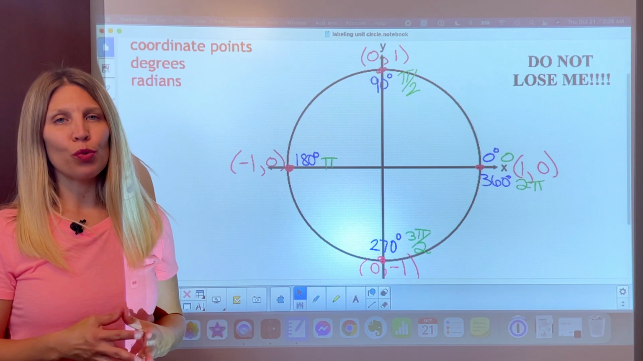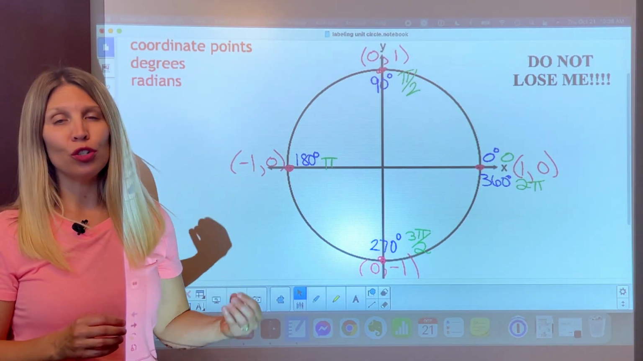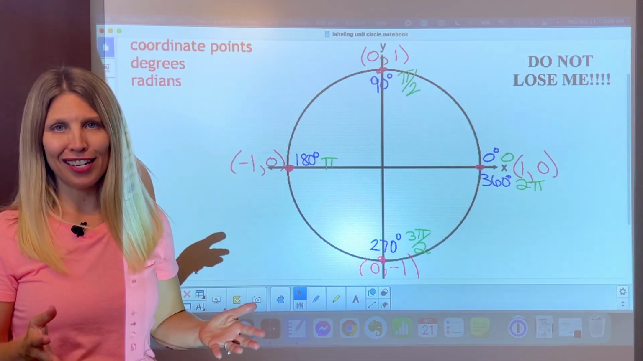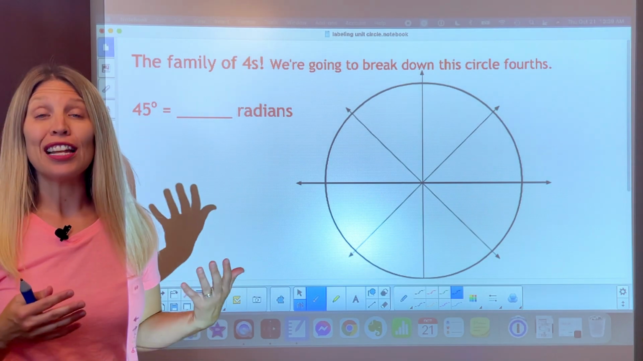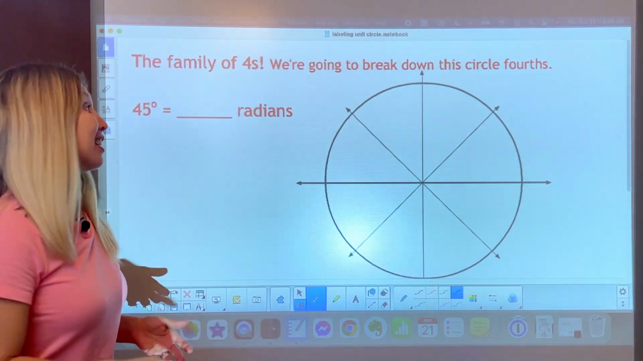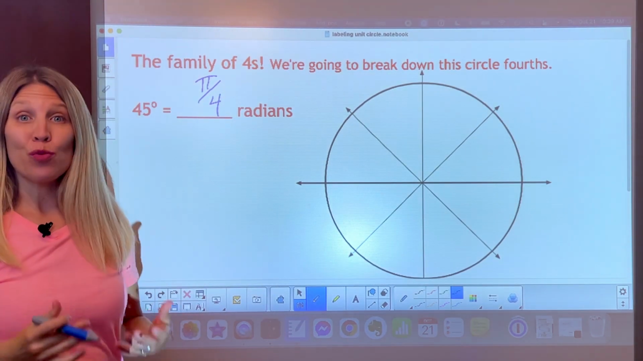Now we're going to check out the 3 common radian families that you're going to need to be able to identify on a unit circle to do trigonometry with sine, cosine, and tangent. The first radian family I want to talk about is the radians of 4s. That's 45 degrees, and it's also pi over 4 in radians.